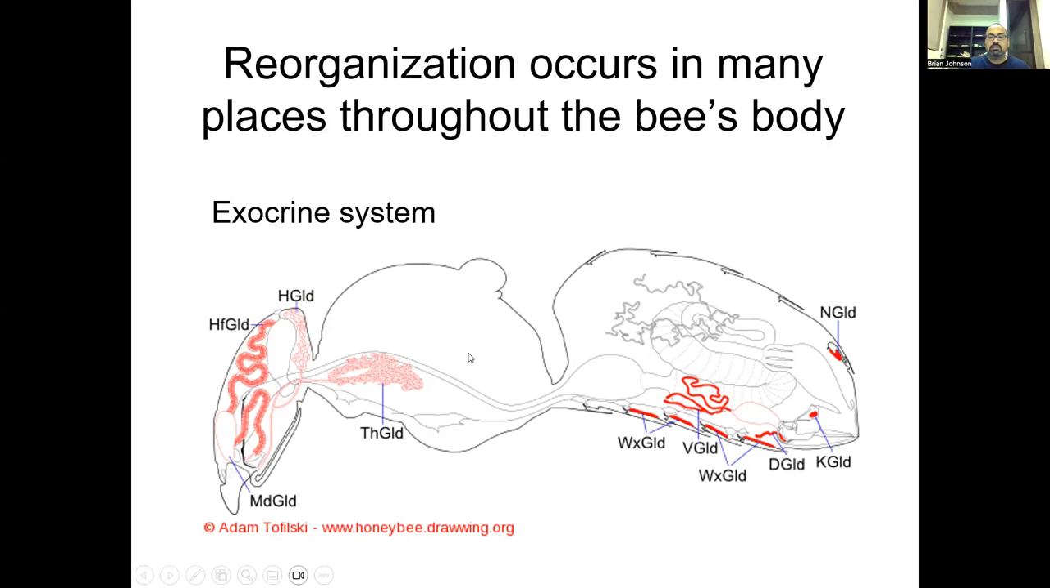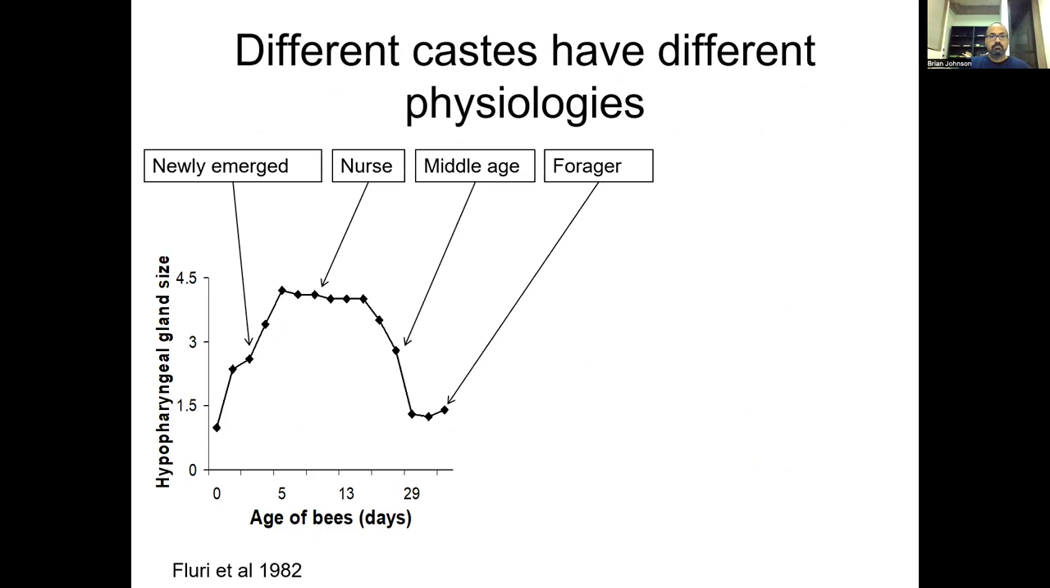Pretty much all of these glands are changing in those ways, as are the rest of the tissues in the body. There's a lot of muscle physiology that's different between the foragers and the younger bees. The brain is different. Pretty much the whole body is different as the bee transitions from one caste to the next. Here's some old data that illustrates what I was just talking about.